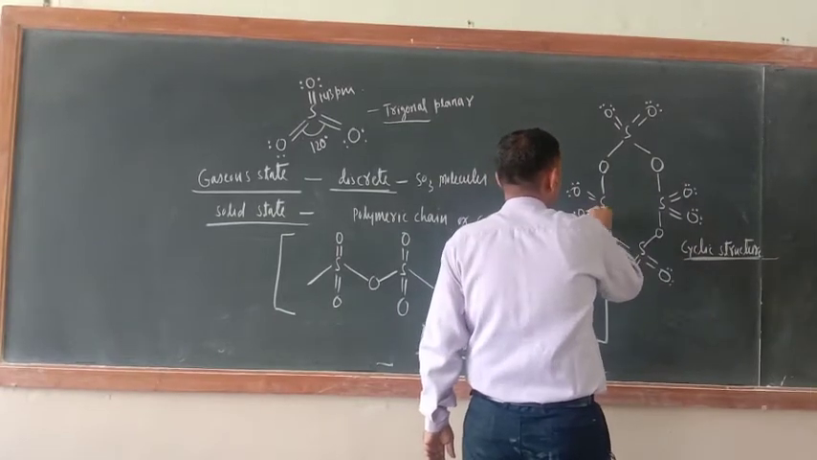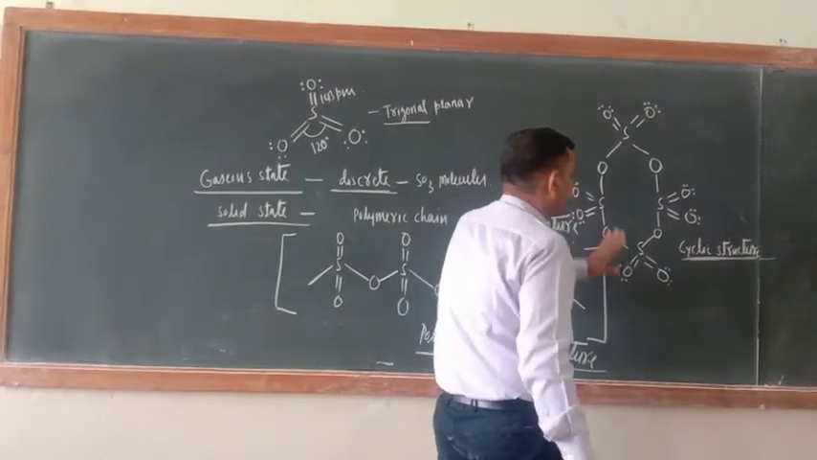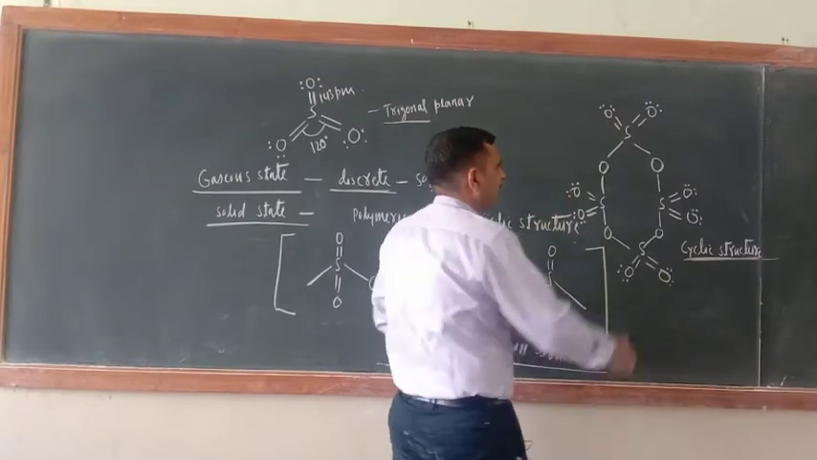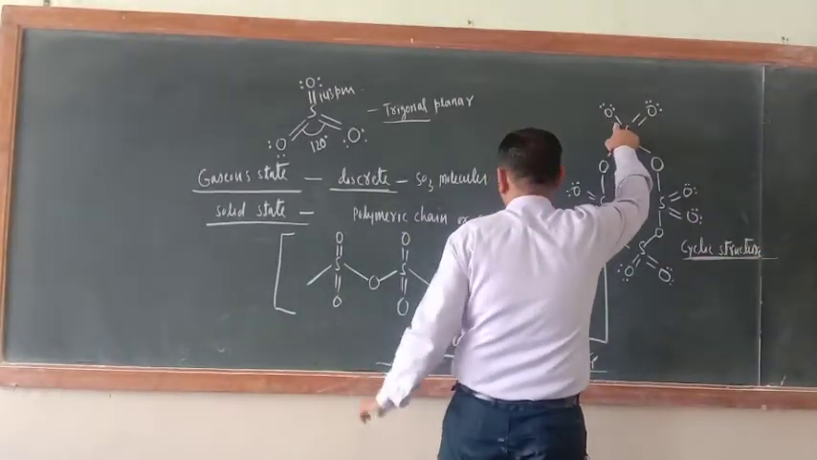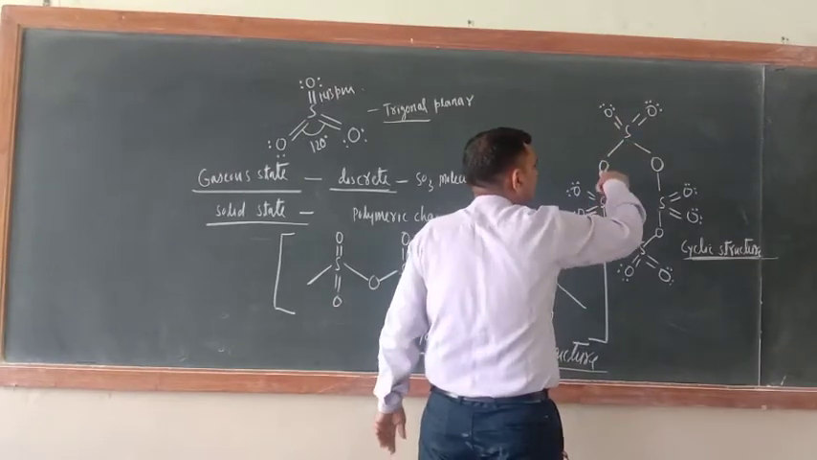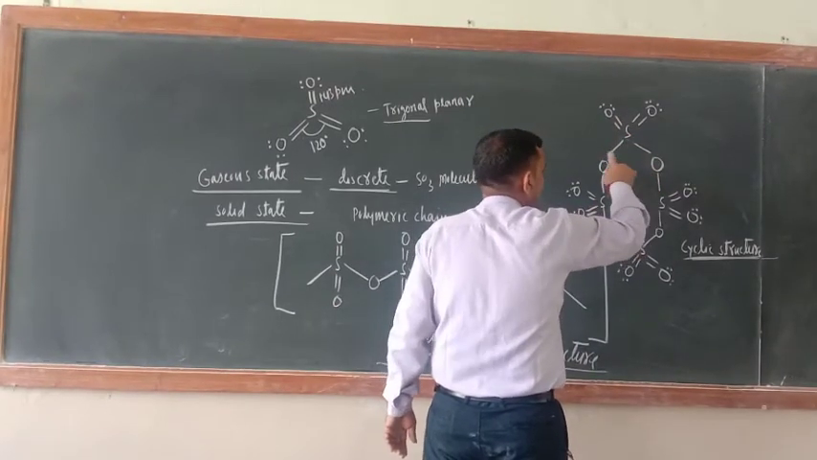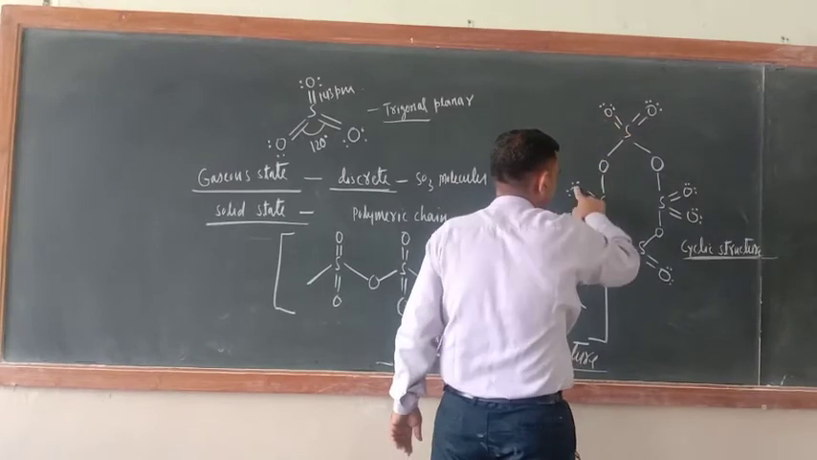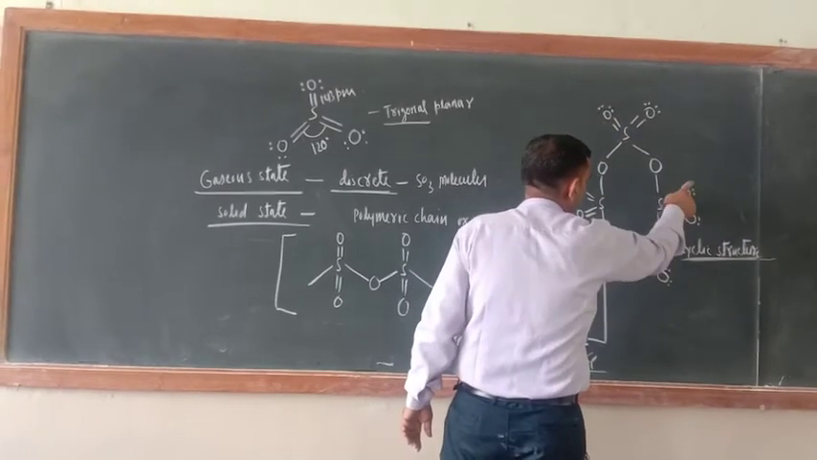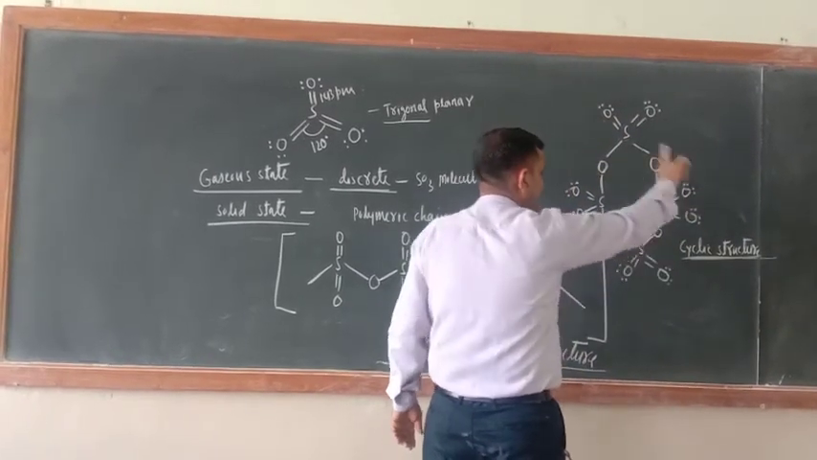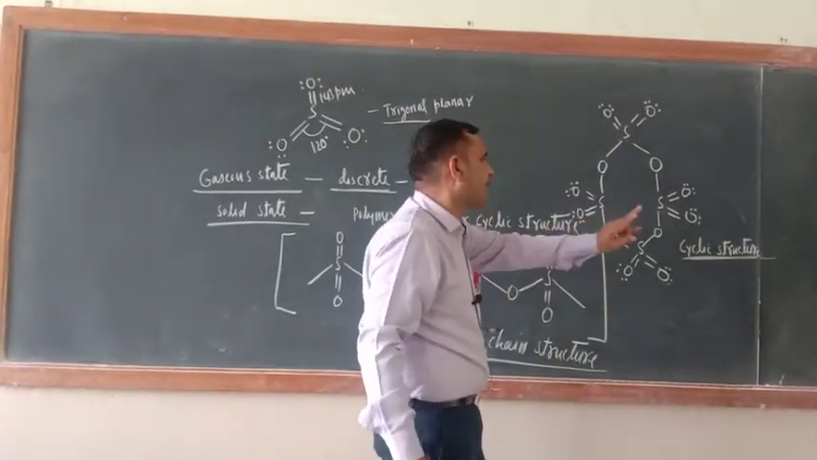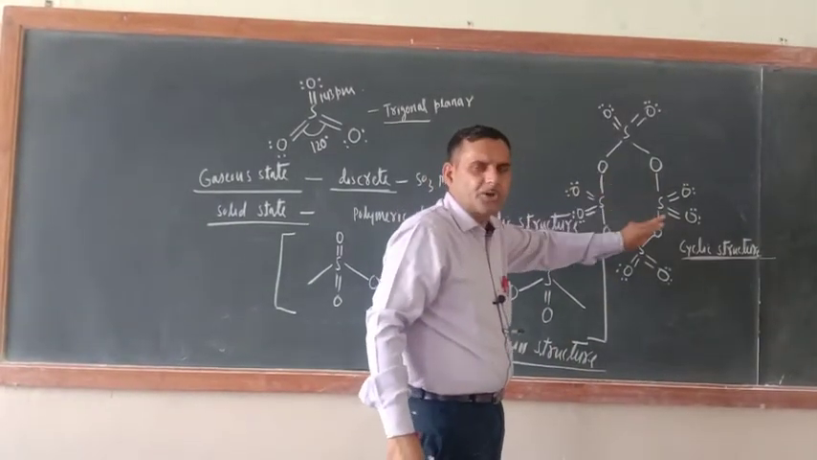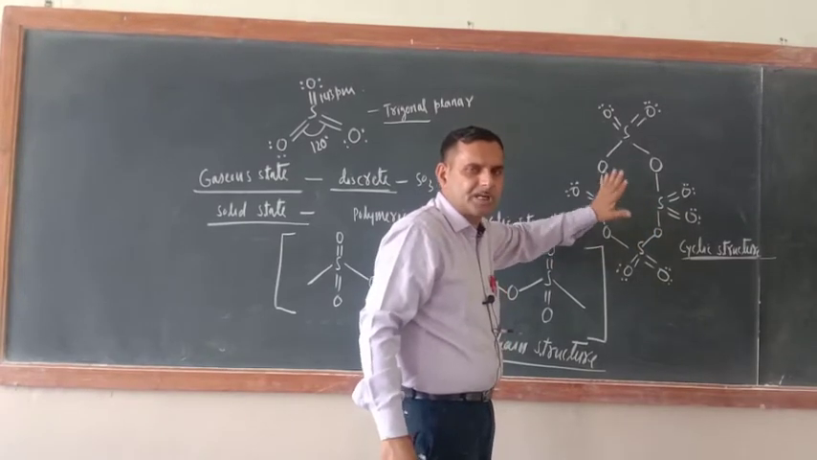Okay, no problem at all. This is the cyclic structure. Just see, very easily you can make it. With one sulfur, two double bonded oxygen, and between two sulfur, one oxygen. Just see: 1, 2, 3, 4, 5, 6, 7, 8, 9, 10, 11, 12. This is the cyclic structure. There should not be direct bonding of sulfur and sulfur. There should not be direct bonding of oxygen and oxygen.